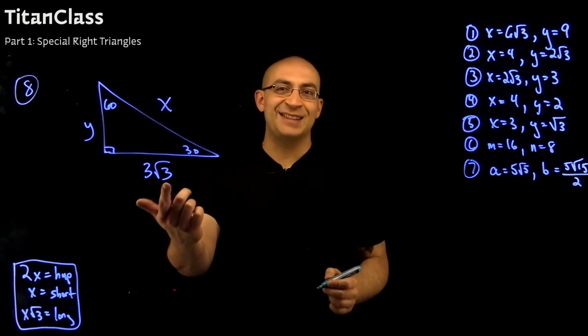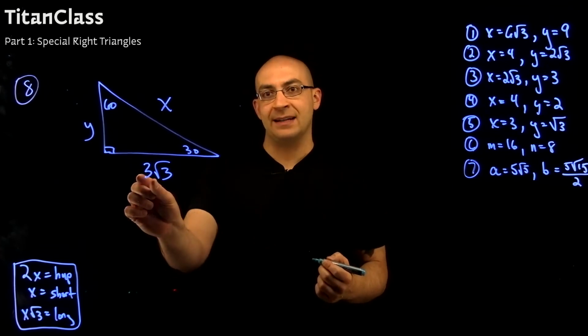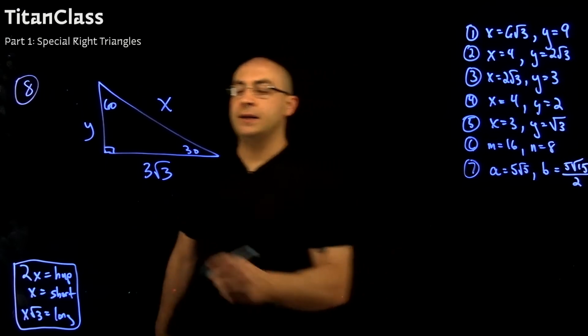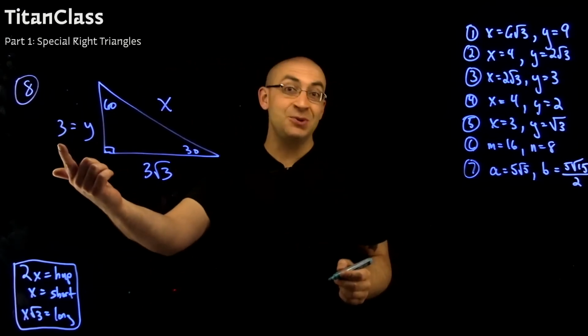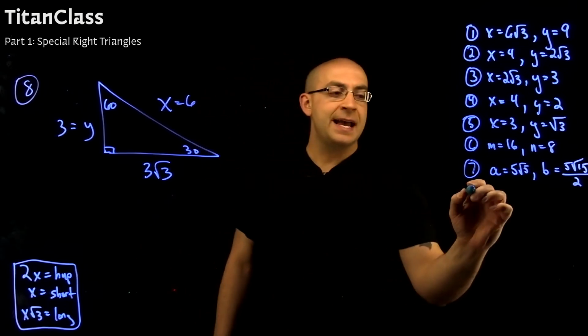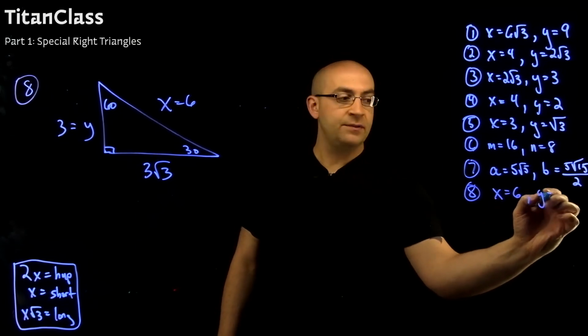Well, because again, the root 3 and the root 3 are the same, all I need to do is pull out that x part, which is 3, which will be our short side. So y is going to be 3 here. And then x, which we just know is 2 times the shorter side, is going to be 6. Right? So we've got an x value of 6 and a y value of 3.